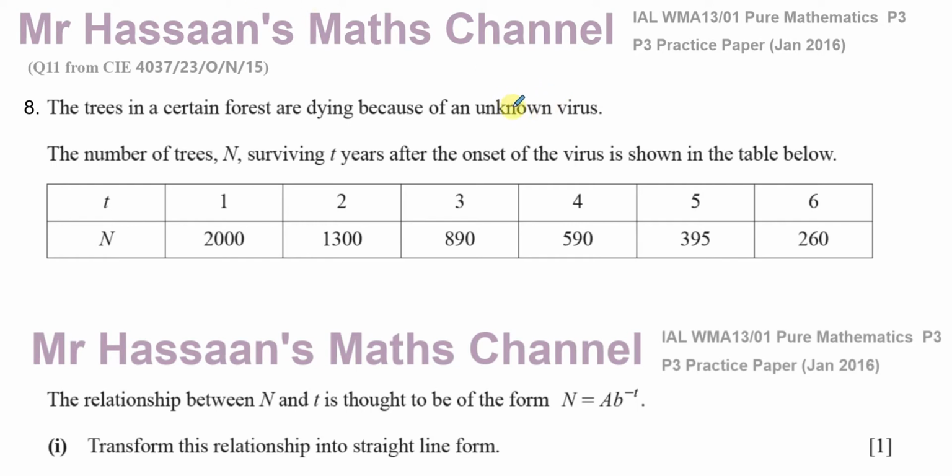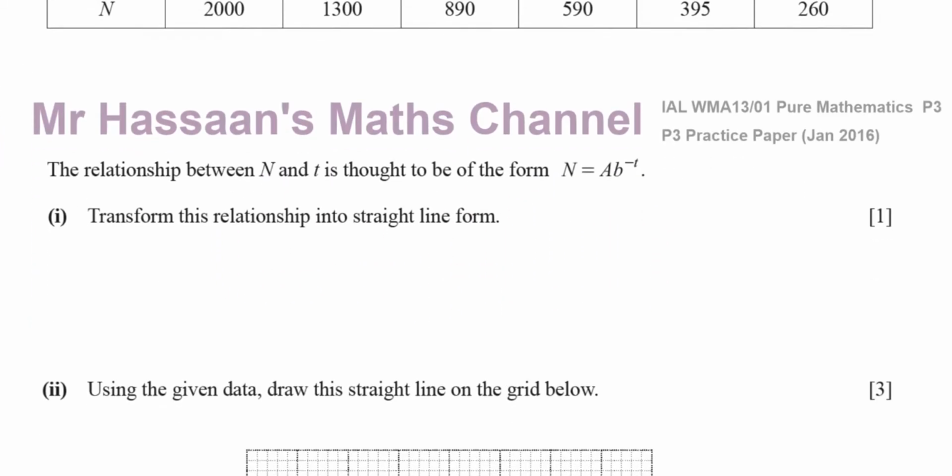So this question is about some trees which are dying in a forest because of an unknown virus. They've got some data about the number of trees surviving after a certain number of years from when the virus first appeared. And it tells us that the relationship between n and t is thought to be of the form n equals a times b to the power of minus t. So that's a model that they've devised to give an idea of how many trees survive after a certain amount of time. So we've got to take this relationship and transform it into a straight line form. So that's what we're going to do first.